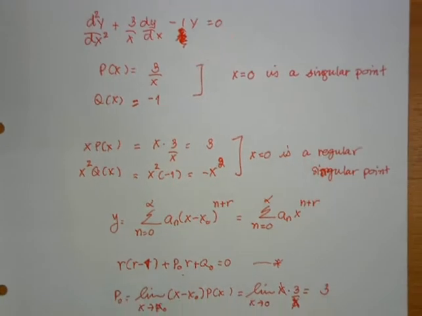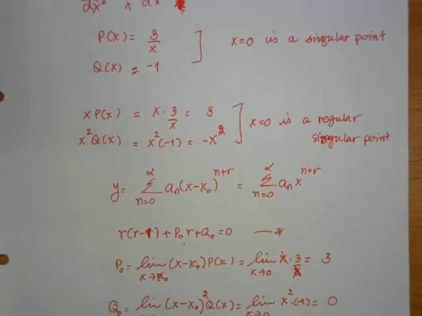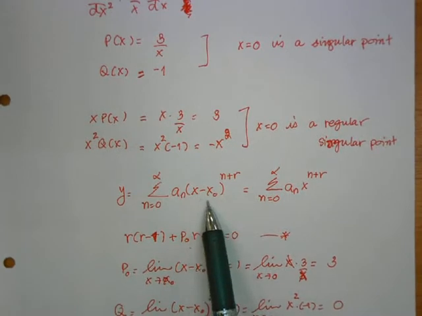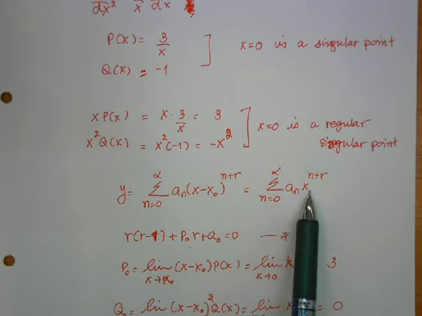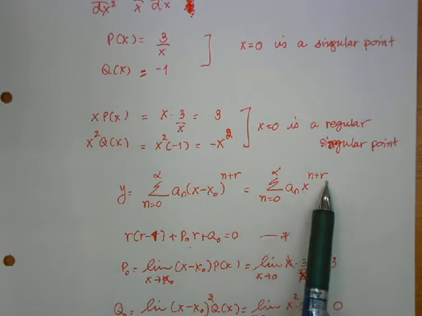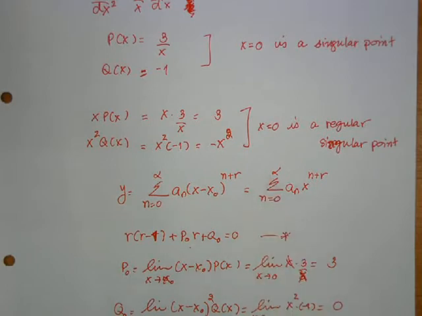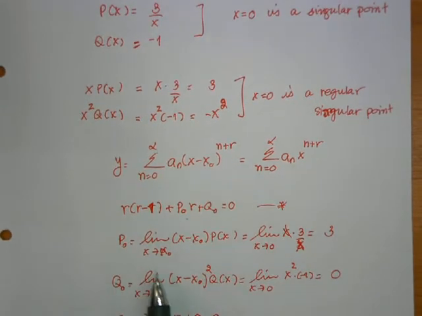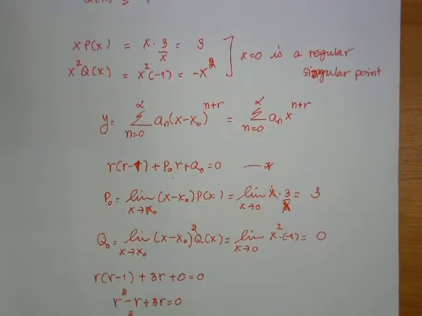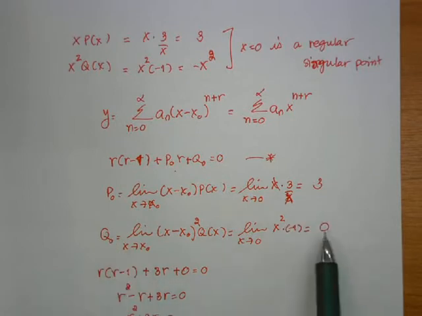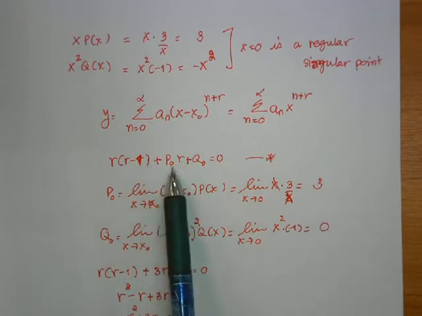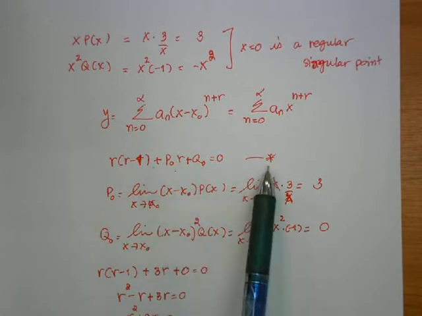In that case, we can assume the solution of this differential equation in this form, and then we plug in x0 equal to 0, so we would get y equal to the summation of a_n x to the power of n plus r, where n starts from 0 to infinity. From that, we can use the indicial equation to find the value of r, but in that case, we have to find p0 and q0. From that, we would get p0 is equal to 3 and q0 is equal to 0, and then you just plug the values of p0 and q0 into this star equation.